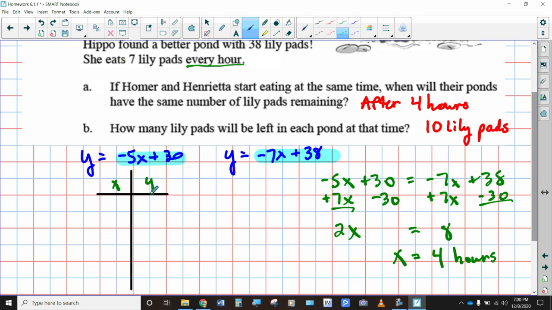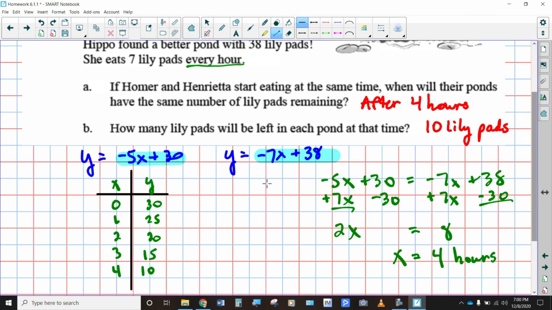So this is x. This is y. He starts in 1 hour. He has 30. No. At the beginning, he has 30. In 1 hour, he eats 5, so he's got 25. And in 2 hours, he's got 20. In 3, he's got 15. In 4, he's got 10.